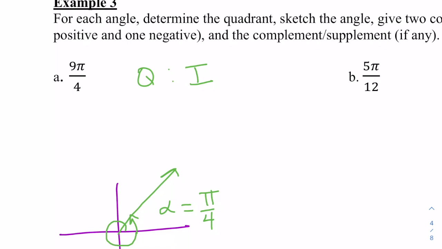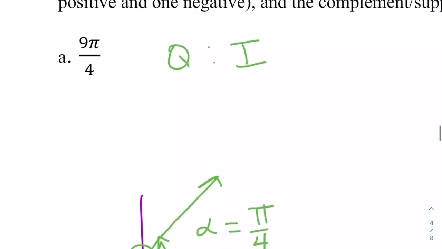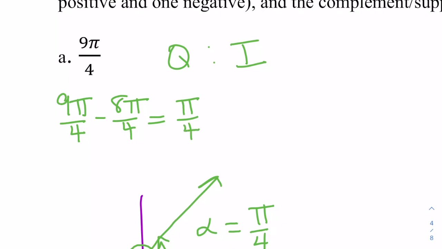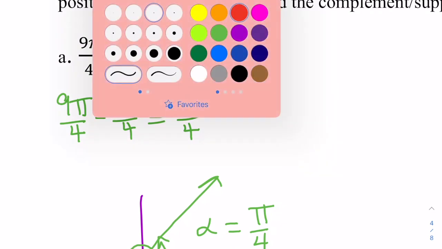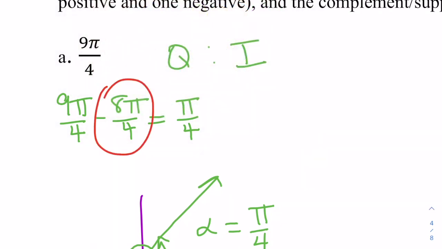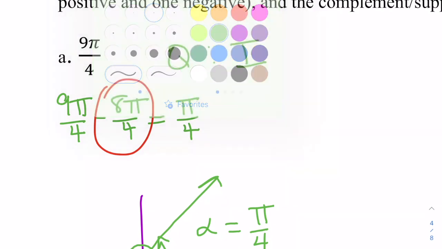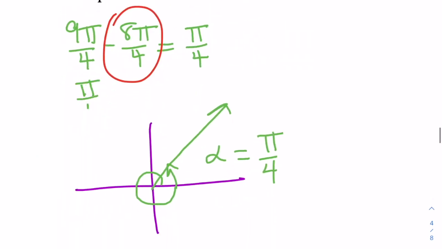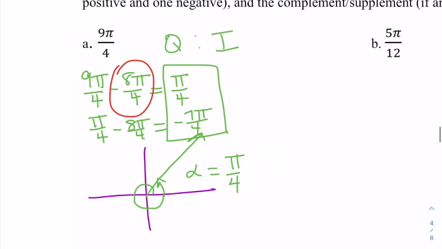Now, if we want to find the coterminal angles, well, I already found one. So finding those coterminal angles, 9 pi over 4 minus 2 pi, right? So I'll just rewrite that as minus 8 pi over 4. So we know pi over 4 is a coterminal angle. And then what we can do is subtract 8 pi over 4 again to get one of the negatives. So pi over 4 minus 8 pi over 4 would be negative 7 pi over 4. So we have a positive and negative coterminal angle.